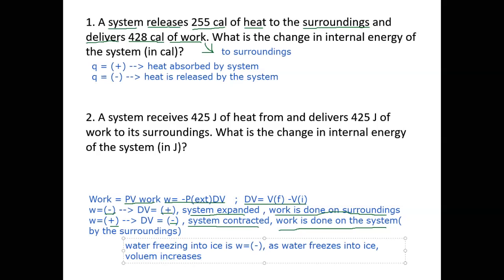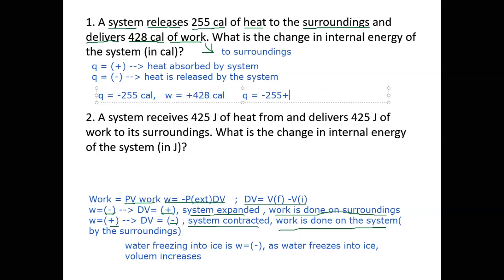So now, knowing these two things, we can calculate the change in internal energy. In number one again, the system releases 255 calories of heat, so Q is going to be negative 255 calories, and it delivers 428 calories of work to the surroundings. So here, work is going to be a positive 428 calories. To find the change in internal energy, we just add those two together, and we get negative 255 plus 428.